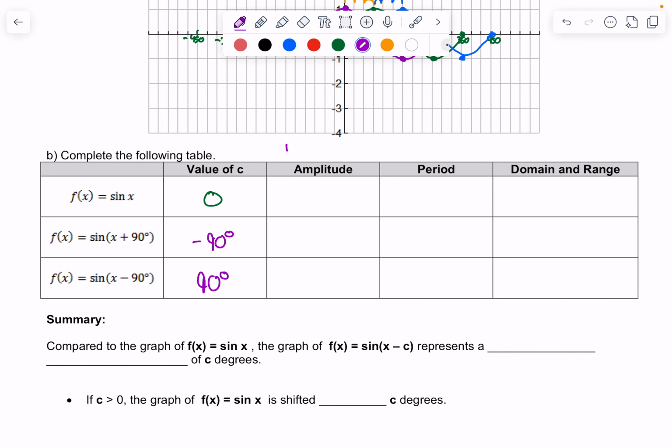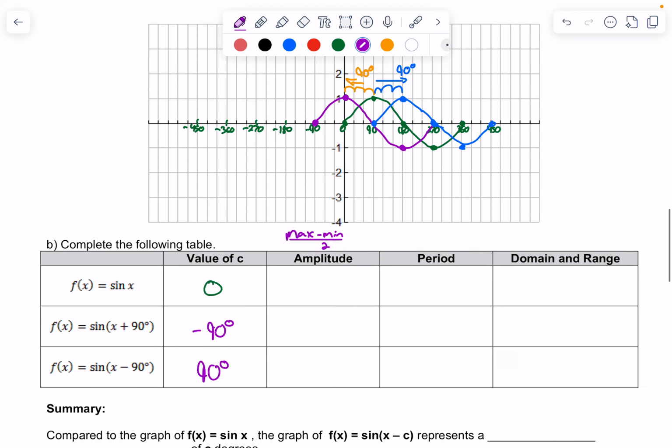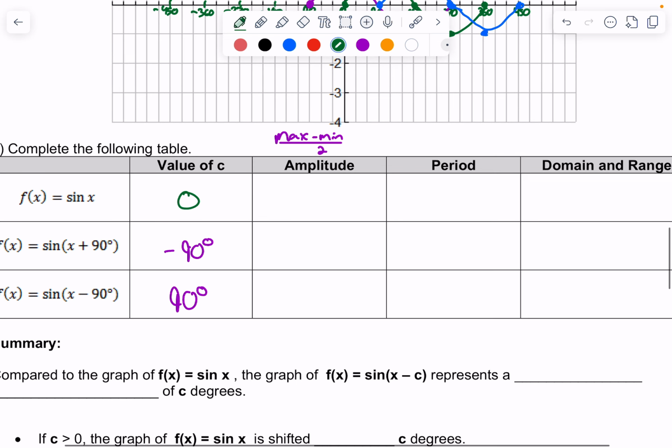It's max minus min all over 2. So if we look at our parent function, I mean, it's always the same. So this will always be 1. Subtract negative 1, max minus min, over 2. That's going to give you 1, right? So 2 over 2, 1.